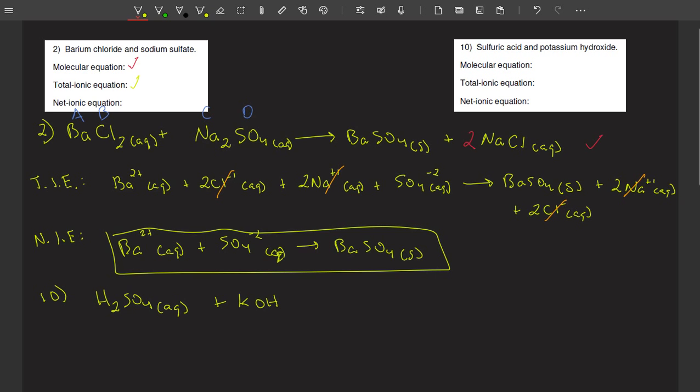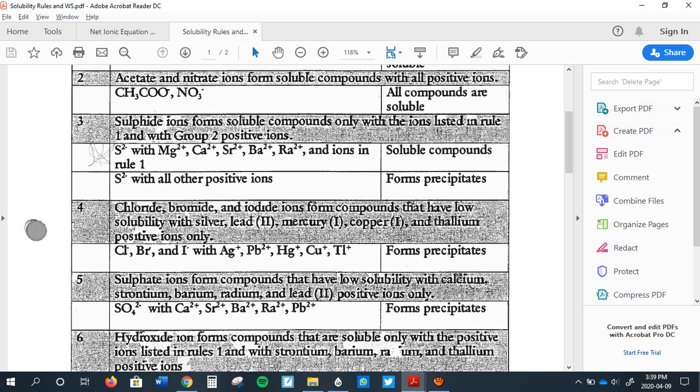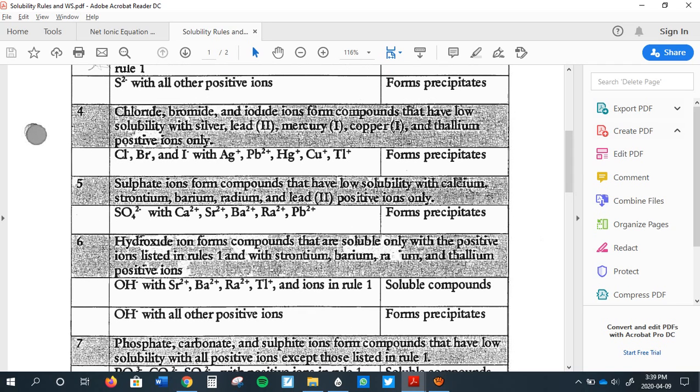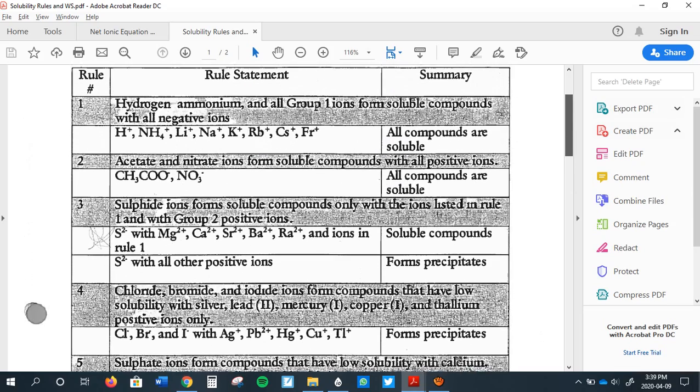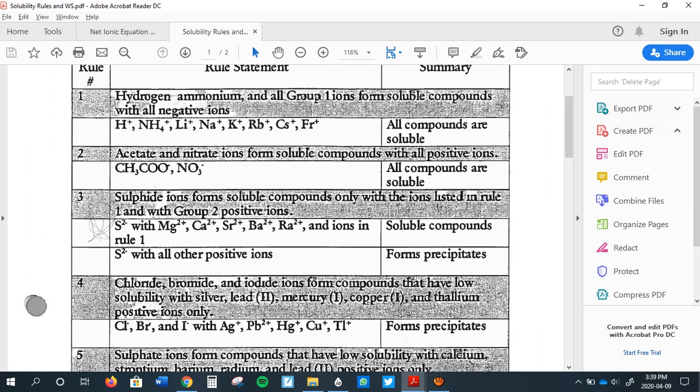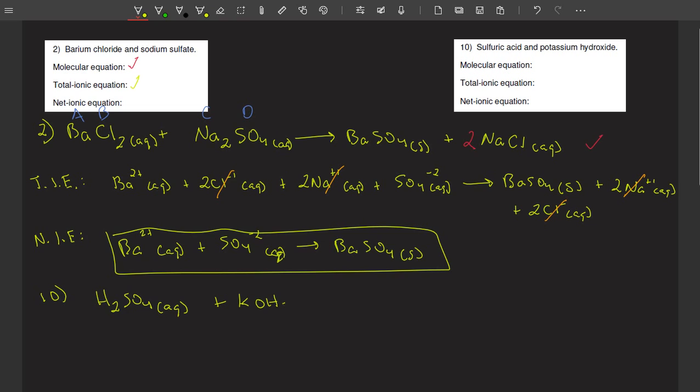Let's look at our solubility rules. We're looking for potassium or hydroxide. Hydroxide's right here. Okay, so it says hydroxide ions form compounds that are soluble only with positive ions listed in Rule 1 and with strontium, barium, radium, and thallium. Okay, so potassium isn't there. So let's go to Rule 1. Let's see what's in Rule 1. Look, potassium's in Rule 1. That means it is soluble. Switching back, we can then write AQ.